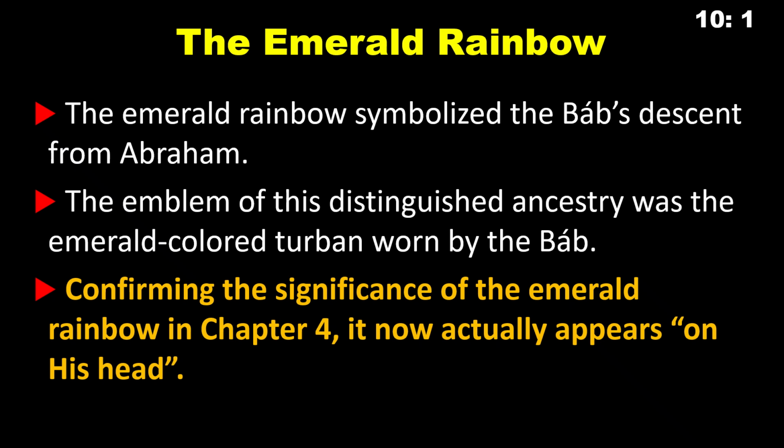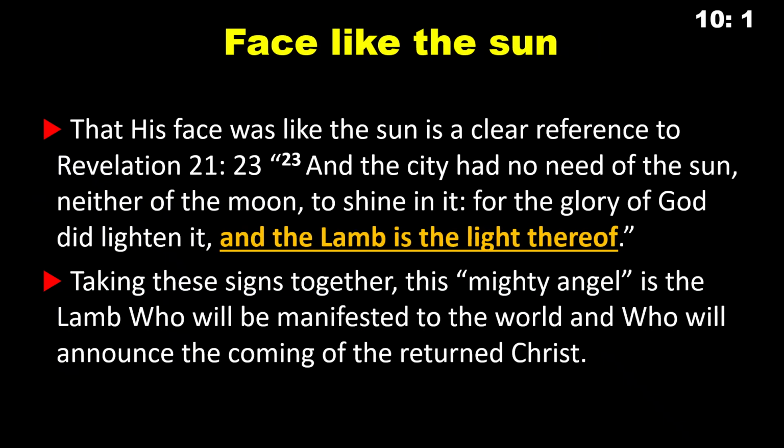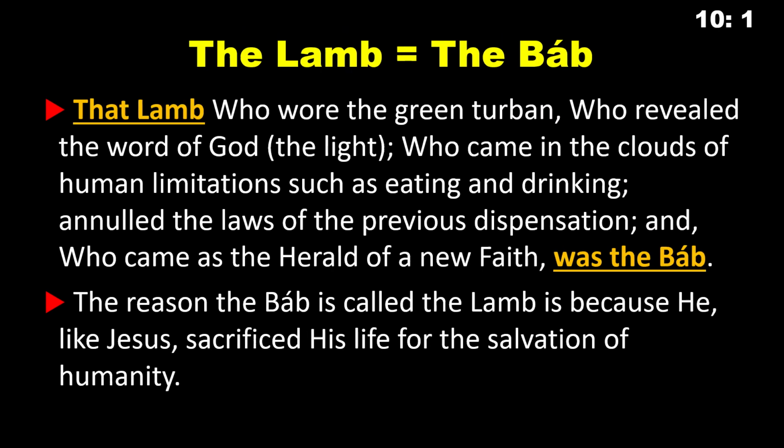This mighty angel is the Lamb, which I believe to have been the Bab. That his face was like the sun is a clear reference to Revelation chapter 21, verse 23. Quote, "And the city had no need of the sun, neither of the moon, to shine in it, for the glory of God did lighten it, and the Lamb is the light thereof." End quote. Taking these signs together, this mighty angel is the Lamb who will be manifested to the world and who will announce the coming of the returned Christ, the Messiah of the latter days.